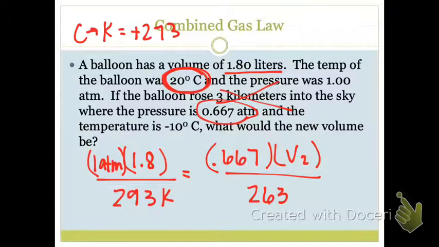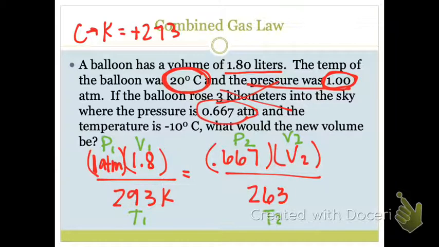I'm a little confused on the atm. So this is the pressure. I just wrote the unit on the left side just because, but it's just 1 atmosphere. That comes from the pressure was 1 atmosphere right there. Okay. So this is P1 V1 T1, P2 V2 T2.